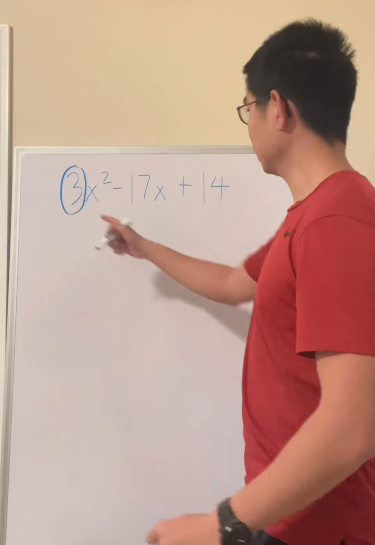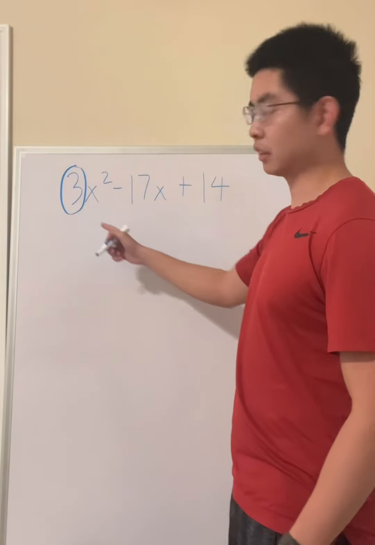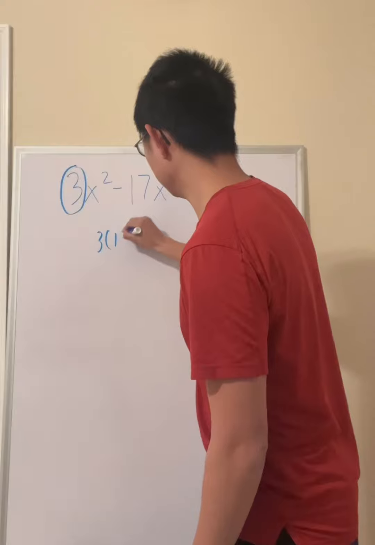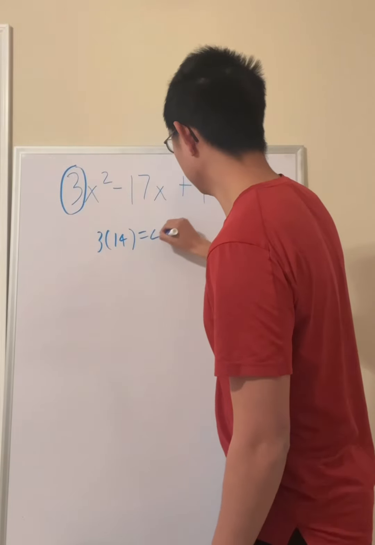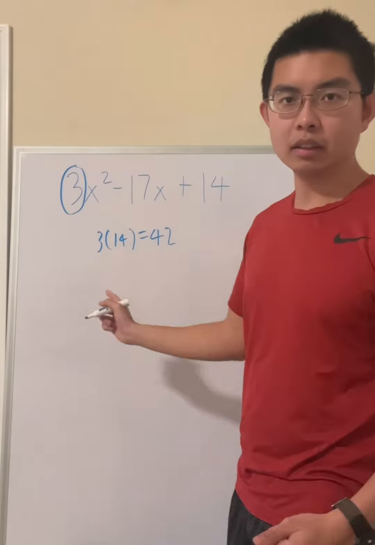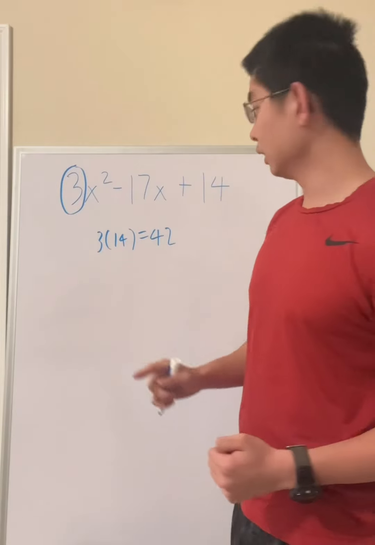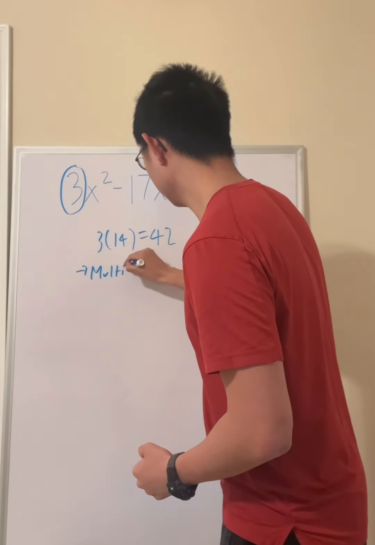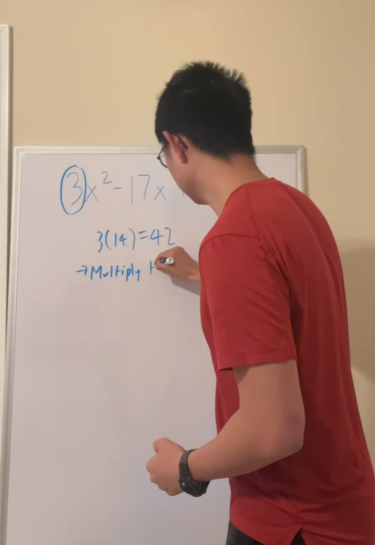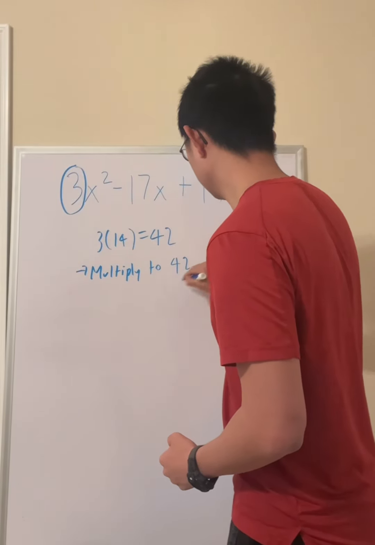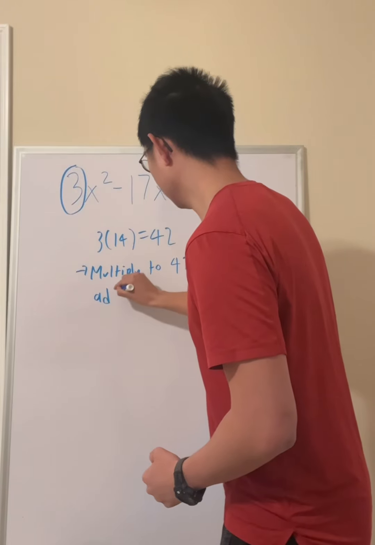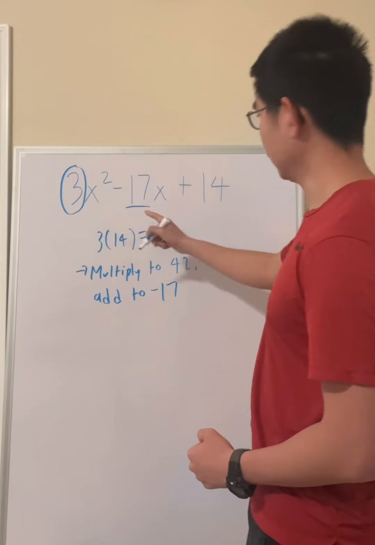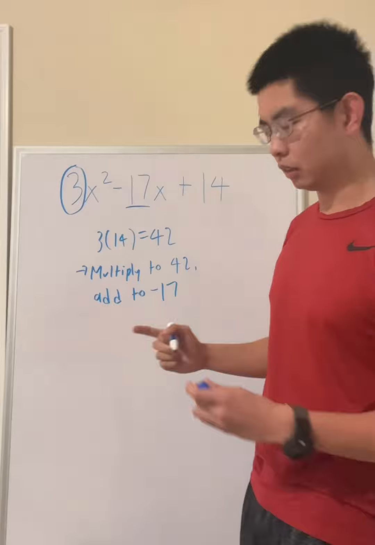First, I'm going to multiply the coefficient on x squared, 3, in my number term. So that gets me to 42. 3 times 14 is 42. Now, I'm going to look for two numbers that multiply to 42 and add to negative 17. Why negative 17? Because that is our coefficient on x in our original equation.